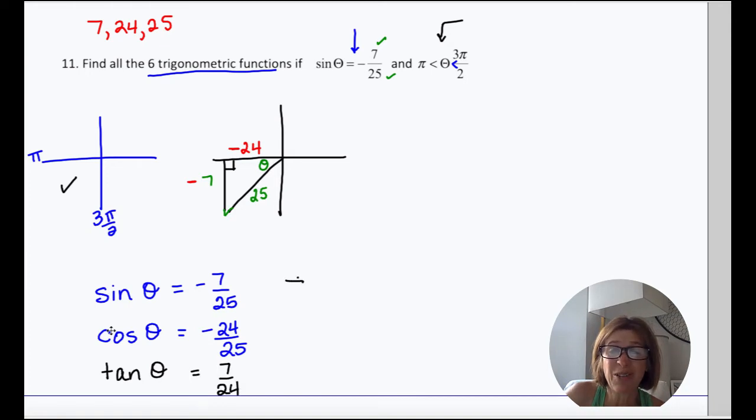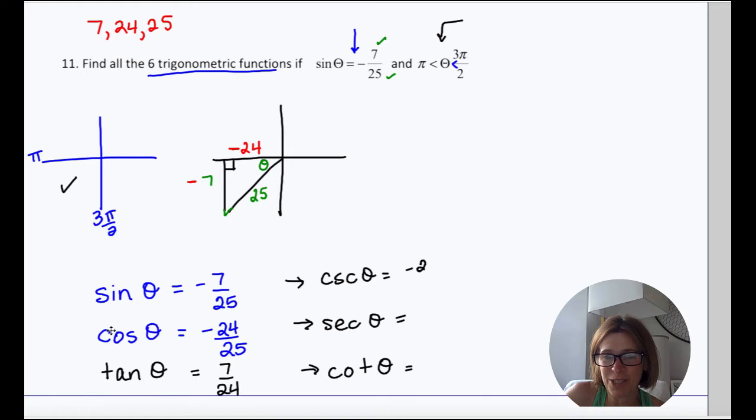Okay, so then, for the other ones, cosecant is the reciprocal to sine, secant is the reciprocal to cosine, and cotangent is reciprocal to tangent. All I'm going to do is I'm going to flip them. So negative 25 over 7, negative 25 over 24. Ooh, my pen's a little slow today. And 24 over 7. Okay.